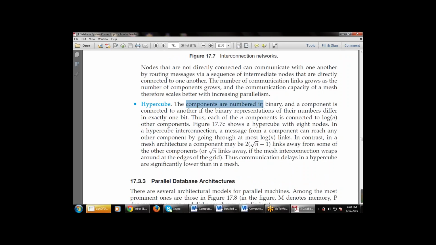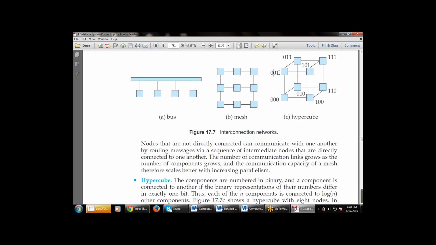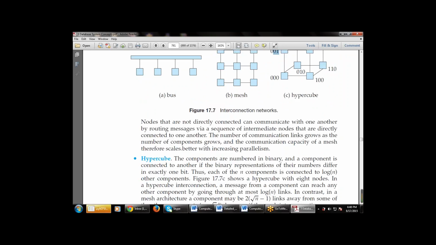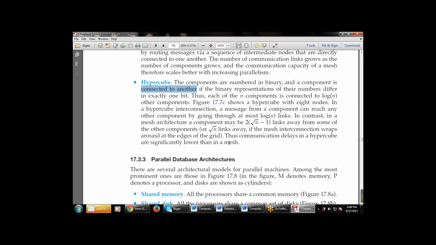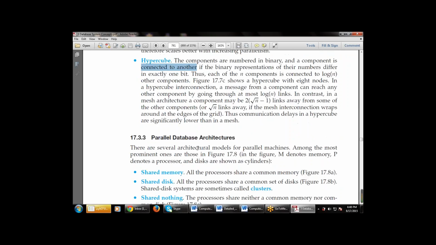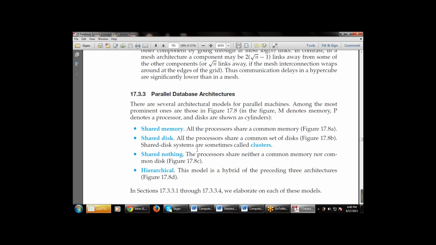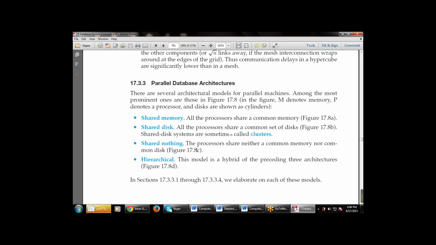Then there is the hypercube, where components are numbered in binary. Each component is connected to another whose binary representation differs in exactly one bit. So these are the various interconnected nodes, that is, how different computers are interconnected with each other via the interconnection network. These are the three methods by which parallel computing can be done: the mesh, the bus, and the hypercube.